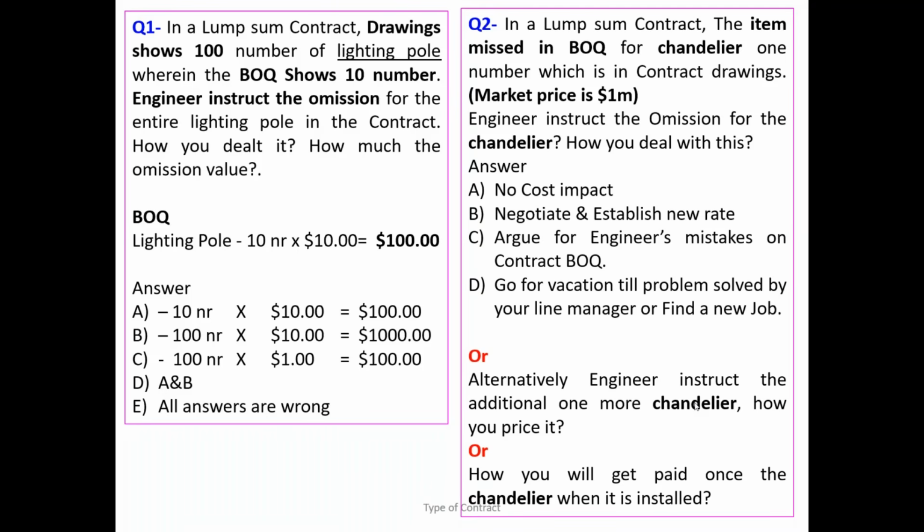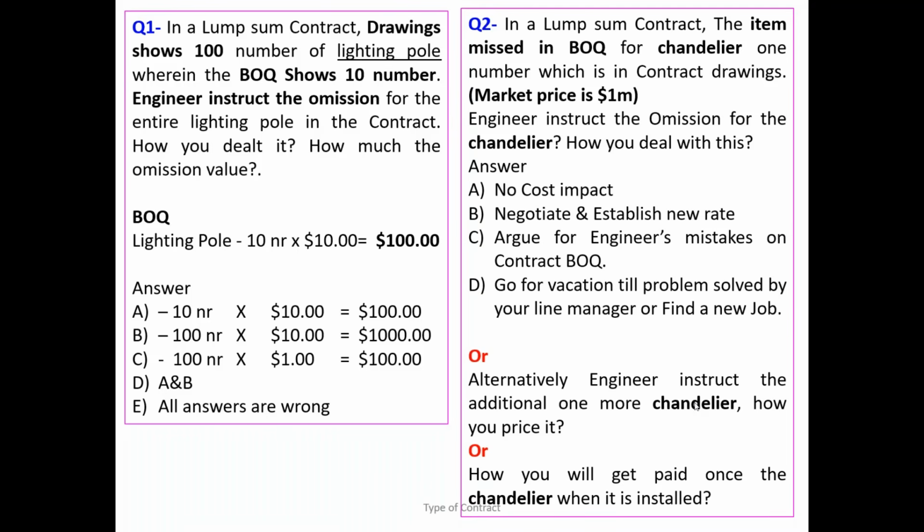Second one, if the engineer wants to instruct one additional cantilever, he needs to pay for that one. That is an additional scope of work, which is treated as a variation, which has time and cost impact on the project. What about the third one?